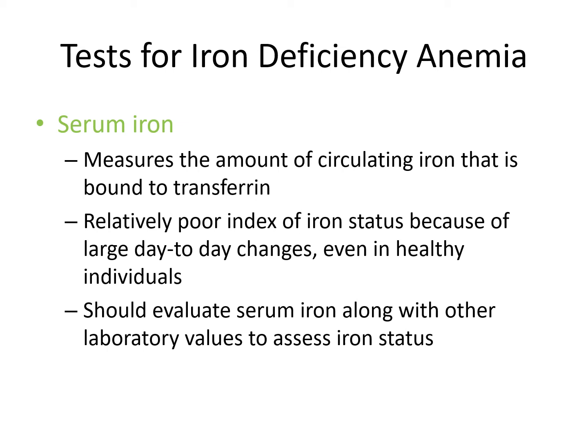Looking at serum iron, it measures the amount of circulating iron that's bound to transferrin. Relatively poor index of iron status because of large day-to-day changes, even in healthy individuals. And we should evaluate serum iron along with other laboratory values to get a better overall picture of iron status. So again, this is why we talked previously in the slides about functional versus static assays, because sometimes things like this don't really give us the most accurate picture, so we will also use those functional assays to better understand, in this case, iron status.